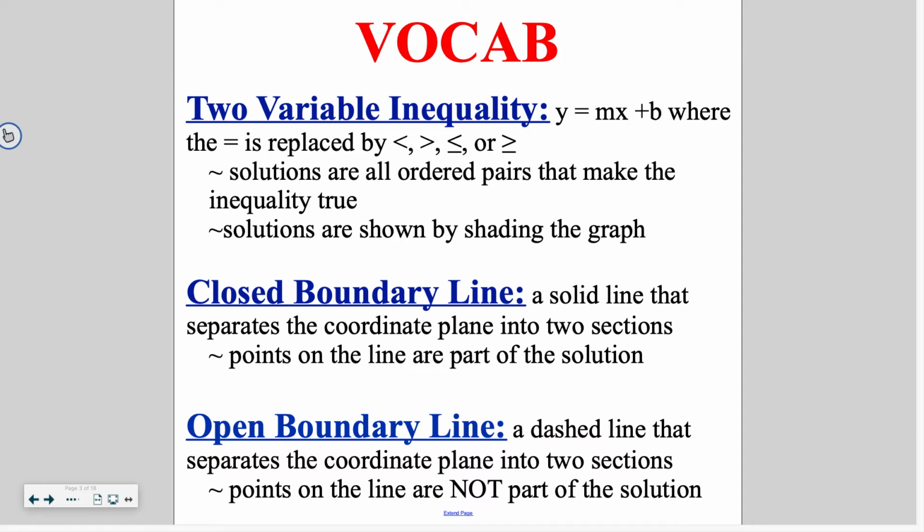Whereas with our open boundary line, that's a dashed line. So we're going to change how we graph and graph it with a dashed line. And that means everything that is on the line is not actually a solution to the problem. Just like when we graphed single inequalities, we had the open circle and the closed circle. When it comes to two variable inequalities, we have the dashed line, which is the same as the open circle, and the solid line, which is the same as the closed circle. So those are the two ways we can graph our lines.